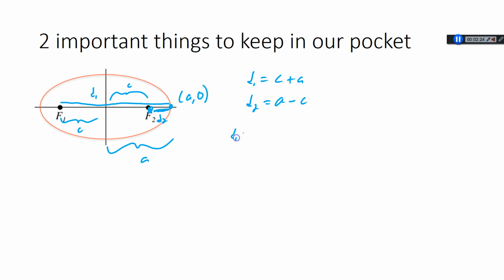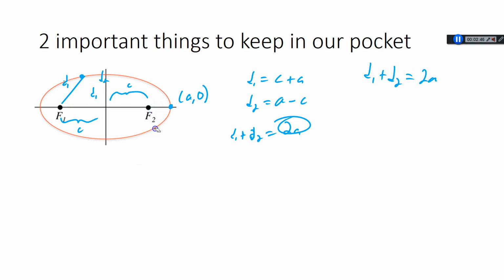We said d1 plus d2 always has to be the same thing. So if you add these together, you have 2a and the c's cancel. It's just 2a. So what that tells us is that for any point you pick on here, if you add d1 plus d2, it's always going to be 2a. Always, always, always. So that constant distance is always 2a. So d1 plus d2 is always equal to 2a. Okay, so that's the first thing that we're going to use.